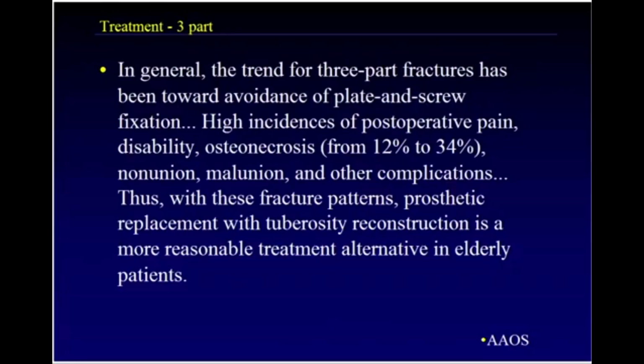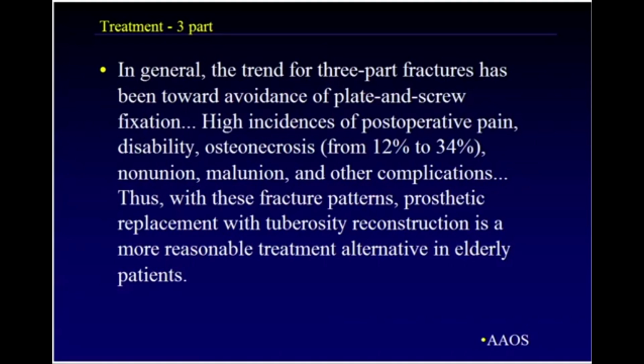So this is a direct quote that Dick put in here from, I believe, the Academy, which says that in general, the trend for three-part fractures has been toward the avoidance of plate and screw fixation due to the fact that there is a high incidence of postoperative pain, disability, osteonecrosis, non-union, malunion, and other complications. With these fracture patterns, prosthetic replacement with tuberosity reconstruction is probably a more reasonable treatment alternative in elderly patients. So there you have it. That's the official statement from the Academy.